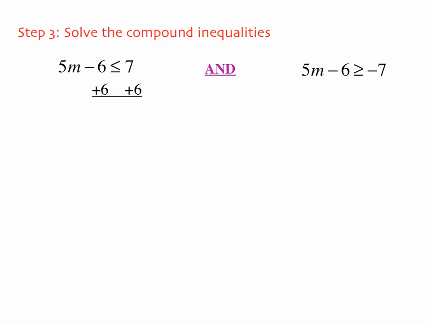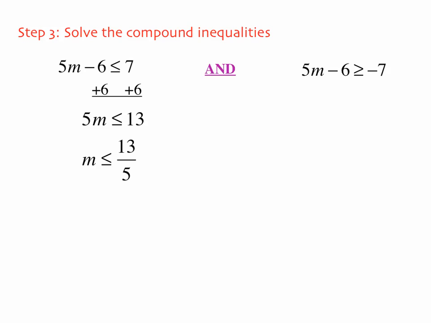We'll start with the inequality on the left. To get m all by itself, first I'm going to add 6 to both sides of the inequality. That leaves 5m is less than or equal to 13. Then I'll divide both sides of the inequality by 5. It's a positive number, so I don't have to switch the inequality sign. And I get a resulting m is less than or equal to 13/5.